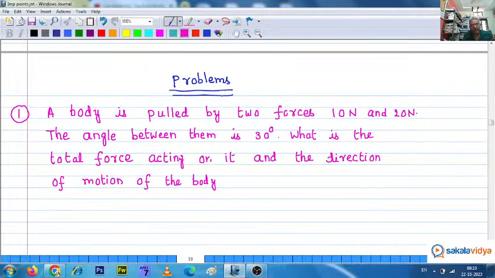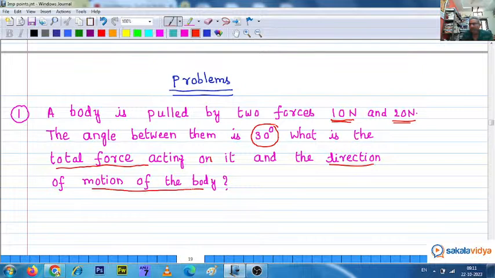So, my dear students, first of all read the question carefully, then try to solve this problem. First we do the lengthy method, then after that I will discuss the shortcut methods also. Here in this problem, a body is pulled by two forces, 10 newtons and 20 newtons. The angle between them is 30 degrees. Then what is the total force acting on the body we need to find out, and also the direction of the motion of the body we need to find out.